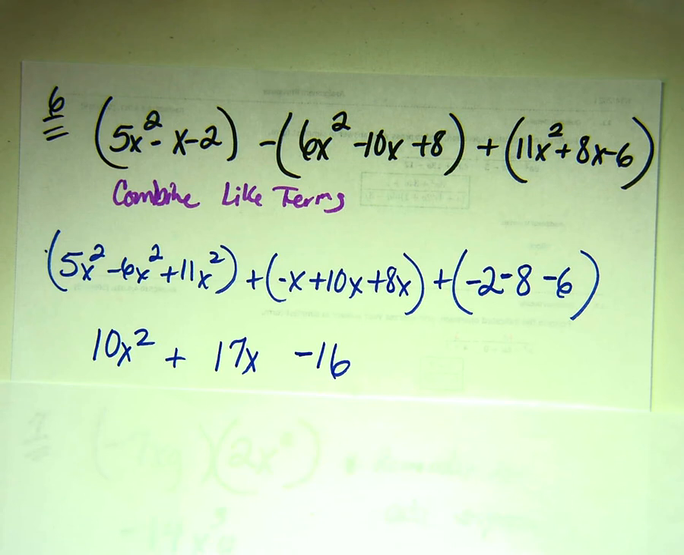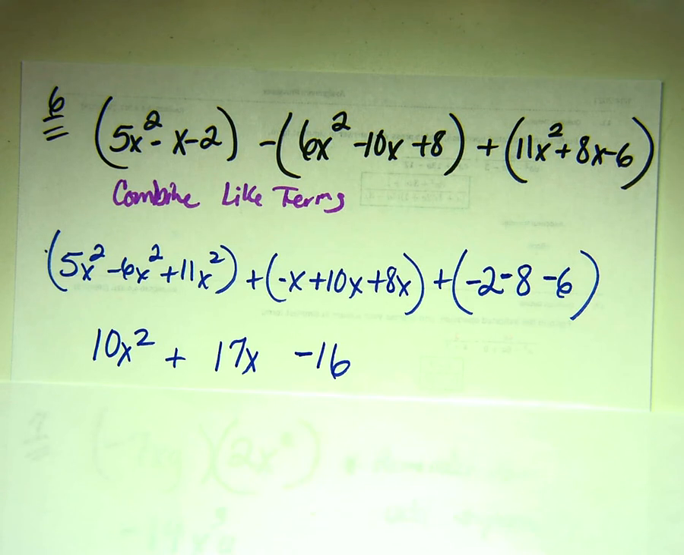So look at this first part right here. We have the 5x squared minus the 6x squared plus the 11. So with all of those, I have 5 minus 6, which gives you negative 1. Negative 1 plus 11 gives you 10. Bring down your x squared.